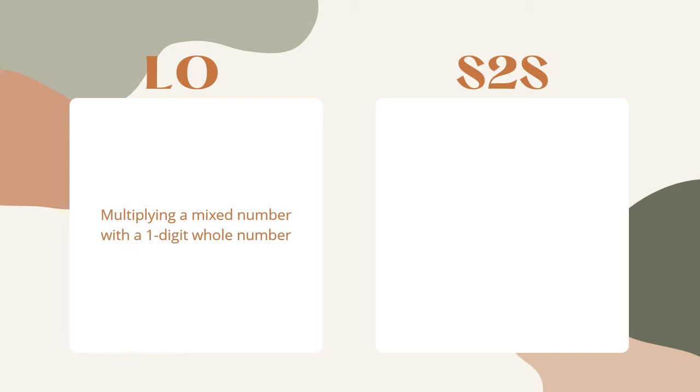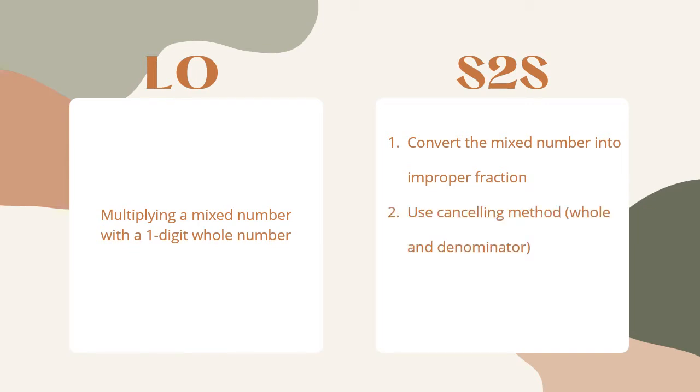Our steps to success for today: the first one is we need to convert the mixed number into an improper fraction, which we have done last year in Year 4. Step 2, use the cancelling method, where we divide the whole number and the denominator. Step 3, or use the normal method of multiplying fractions. And step 4, simplify if you can.